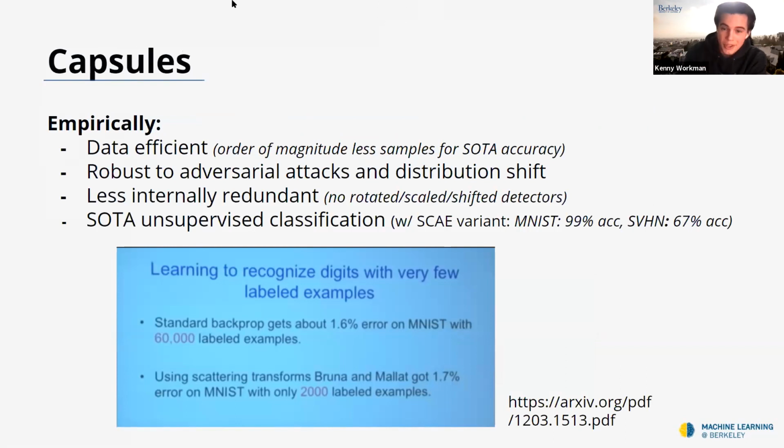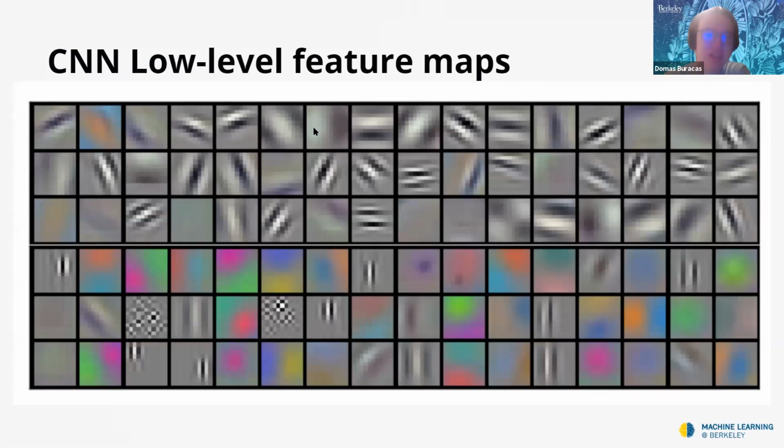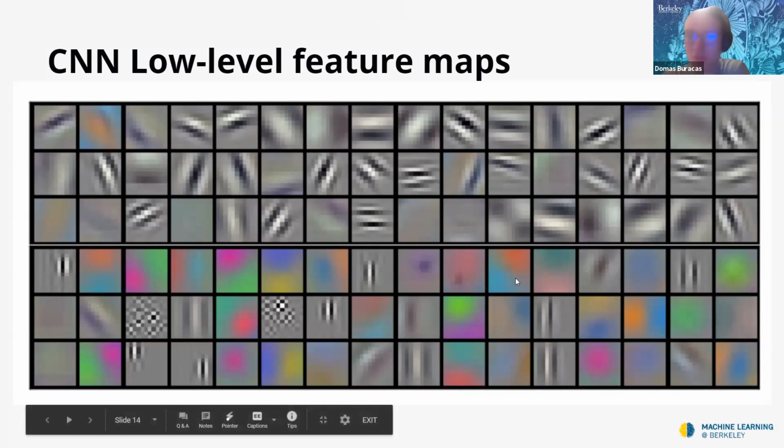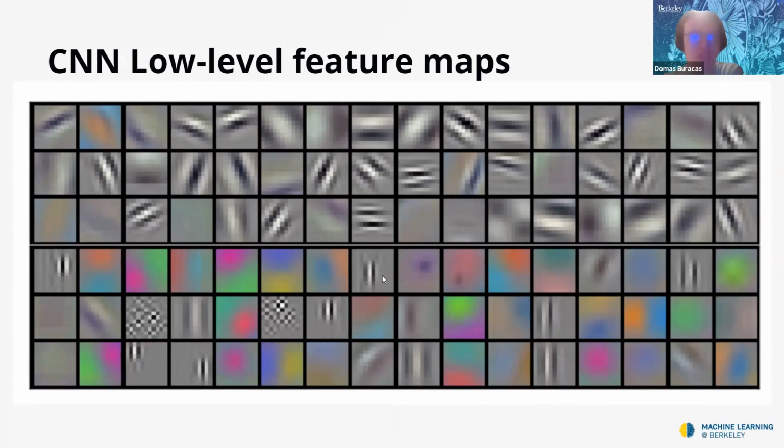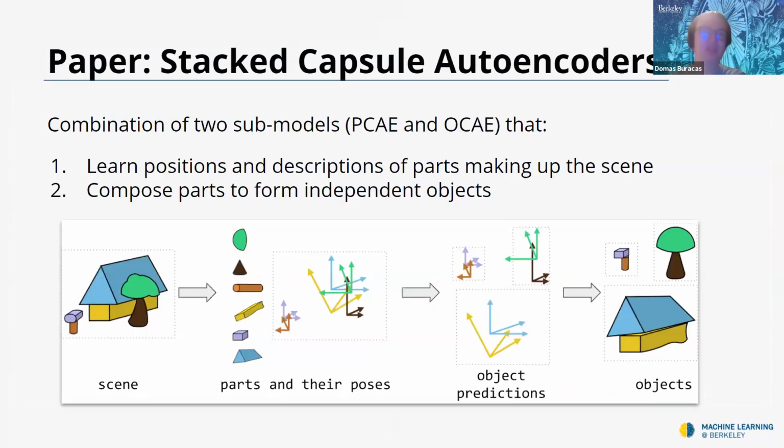I'm going to turn over to Tomas to explain some of what we did. All right, so here's an example of what some of the low-level feature maps look like in CNNs. And you can see that there's a lot of redundancy. There's a lot of these same frequency activations, which are just rotations of each other. And you see similar things in the color spaces as well. So that's something that we're trying to avoid with our usage of capsule networks.